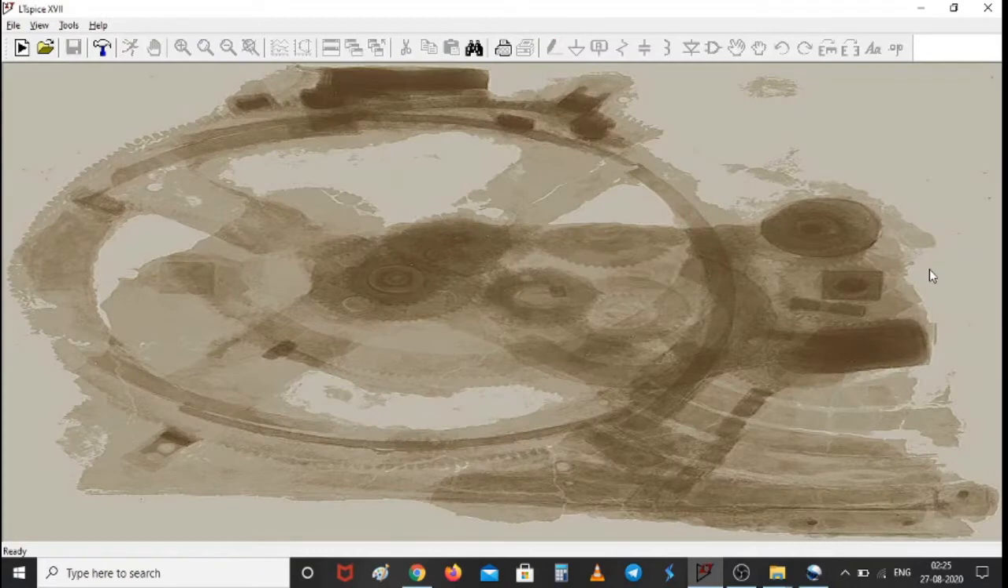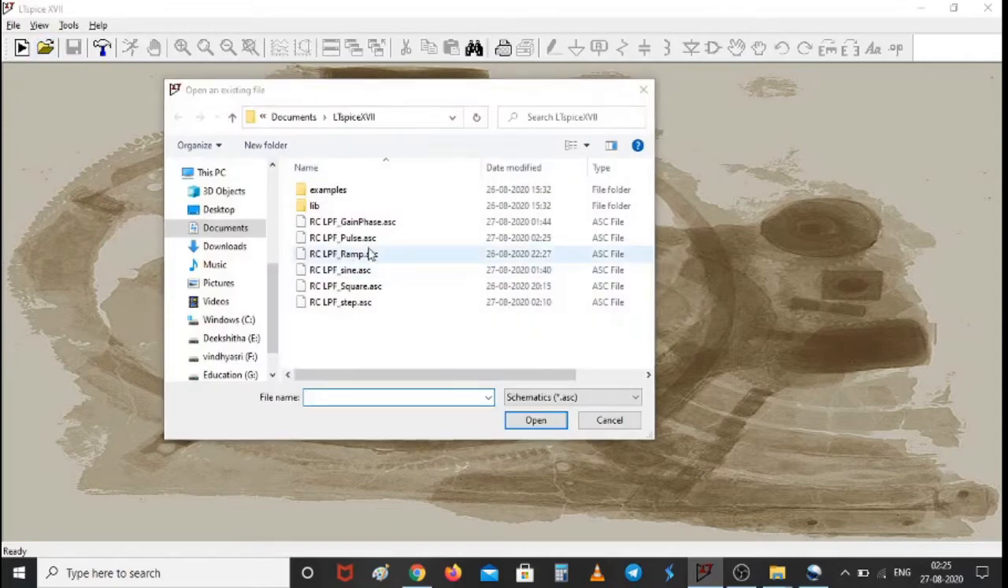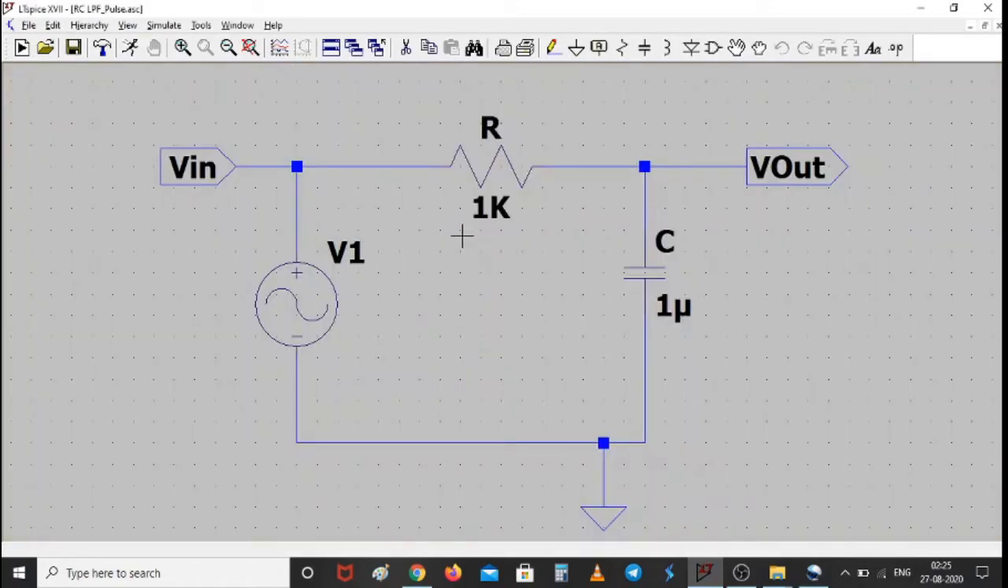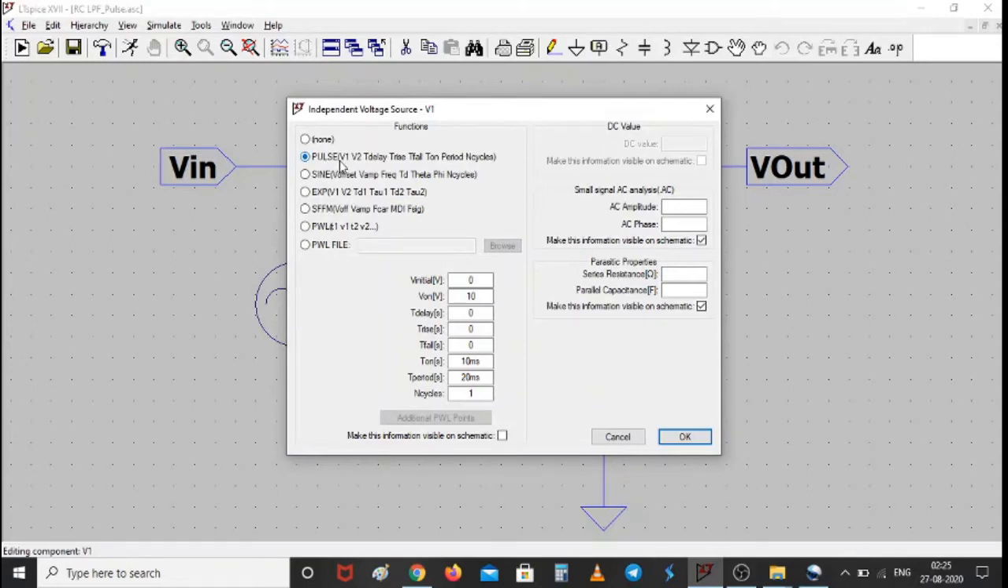Let me show you the response of the RC low pass filter circuit when the input is a pulse input. This is our RC low pass filter circuit whose time constant is 1 millisecond. This time I want to apply not a sinusoidal but a pulse input. So I am selecting the pulse input, where the characteristics are defined as initial voltage 0 and the voltage that the input signal can have 10 volts. Let the on time be 10 milliseconds and the total period be 20 milliseconds. I am interested in only one cycle.